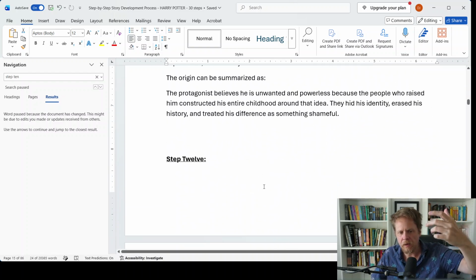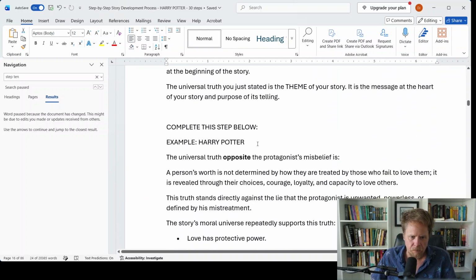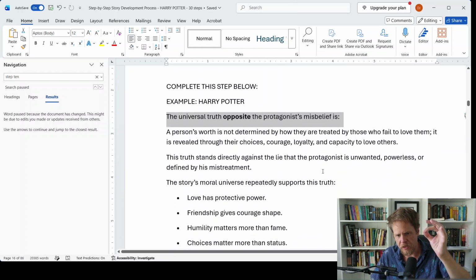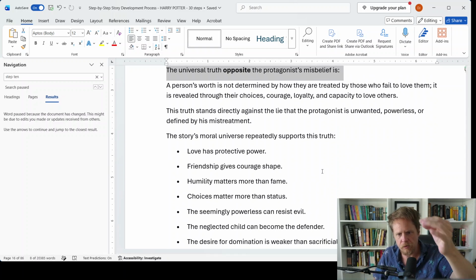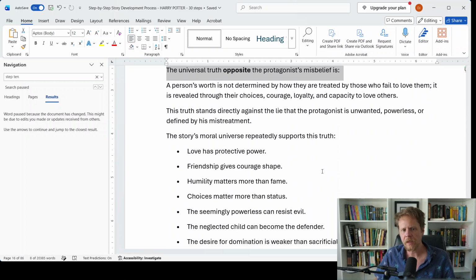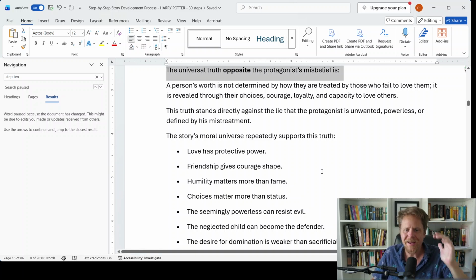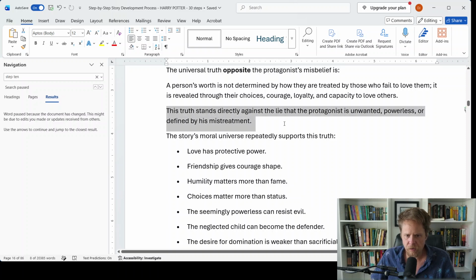But now, let's see how that relates to the theme, okay? In Harry Potter, the universal truth that is opposite the protagonist's misbelief is this: a person's worth is not determined by how they are treated by those who fail to love them. It is revealed through their choices, courage, loyalty, and capacity to love others, right? This truth stands directly against the lie, notice, that the protagonist is unwanted, powerless, or defined by his mistreatment, okay?